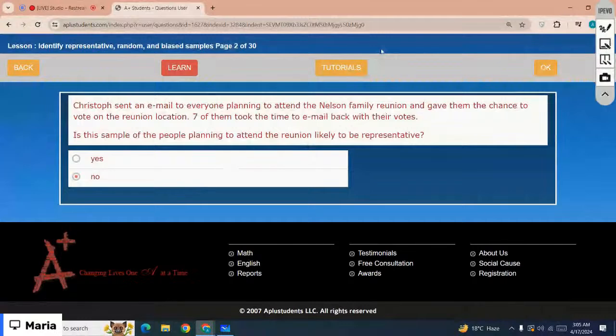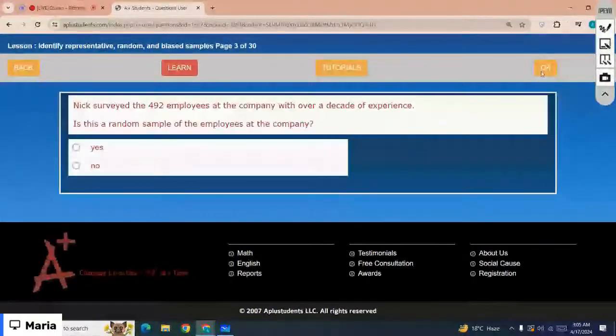Nick surveyed the 492 employees at the company with over a decade of experience. Is this a random sample? That's the one we did in the tutorial. So, which is the correct option? The correct option is no. This isn't a random sample. This is the biased sample because the 492 employees are different from the other employees. So the correct option is no.